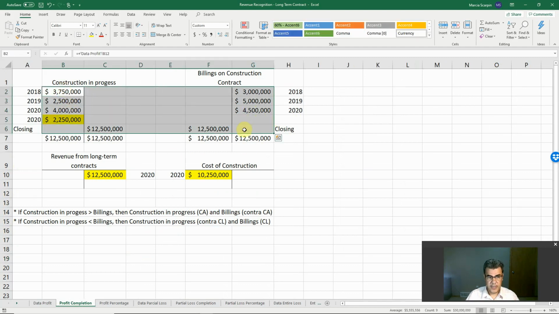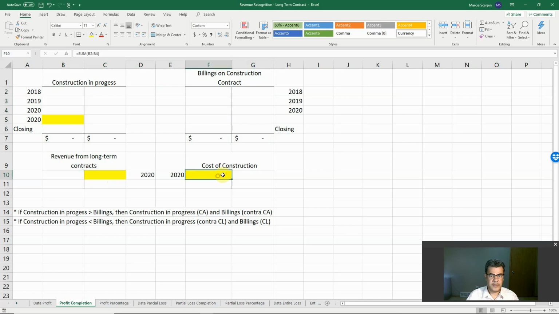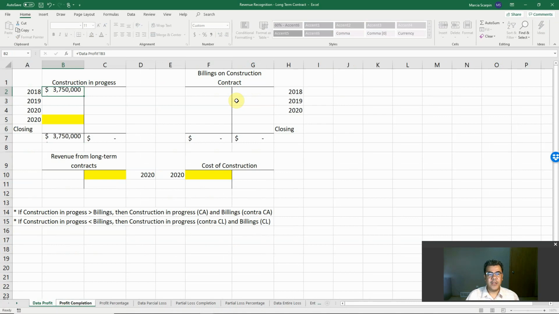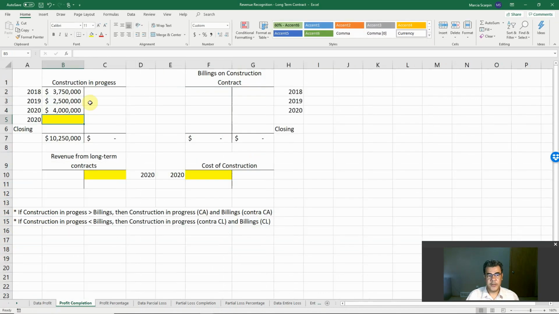So let's delete it here, delete it there, delete it here. So first of all, construction in progress. That is our costs. 3.7 first year, 2.5 second, 4 million third year. And the credit here is cash or accounts payable or notes payable or any other payable. This is our costs.